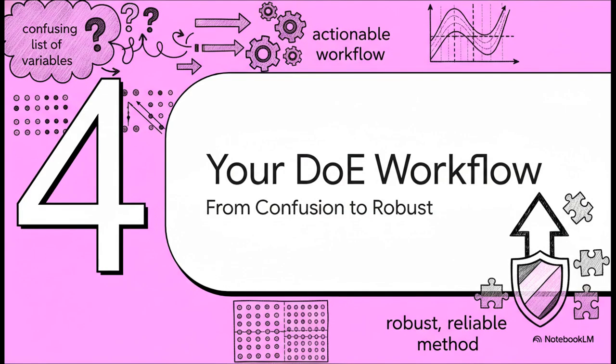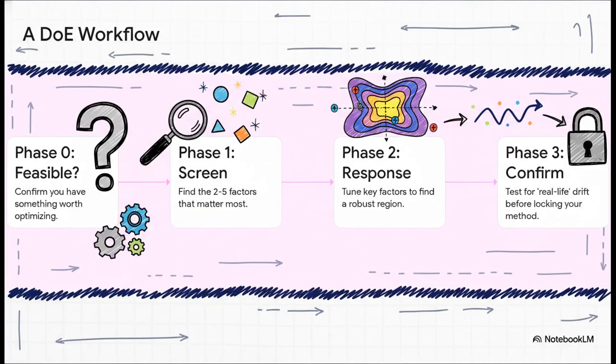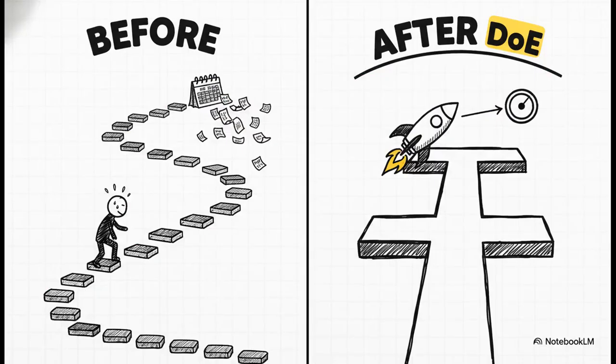So let's put it all together into a workflow you can actually use. This is how you go from a confusing list of a dozen variables to a robust, reliable method that just works. Here it is, a simple 4-phase recipe. Start with a quick feasibility check in what we'll call phase 0. I mean, you gotta make sure the basic idea even works, right? Then phase 1, you screen to find your key drivers. Phase 2, you use that response surface design to find their sweet spot. And please, please do not skip phase 3, confirmation. This is where you double-check that your new settings can handle all the small, real-life variations that are gonna happen every single day.